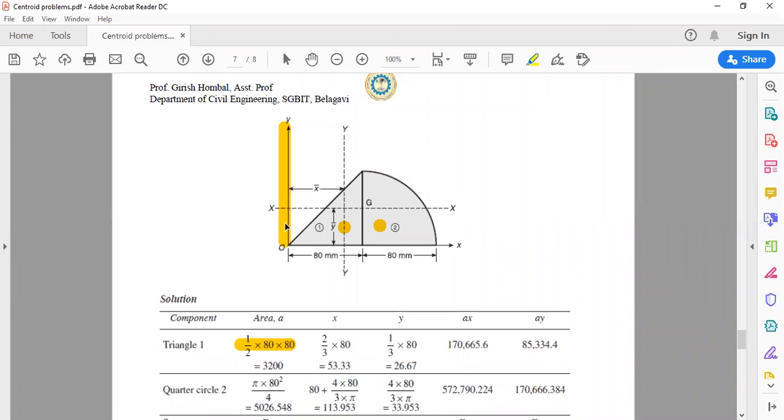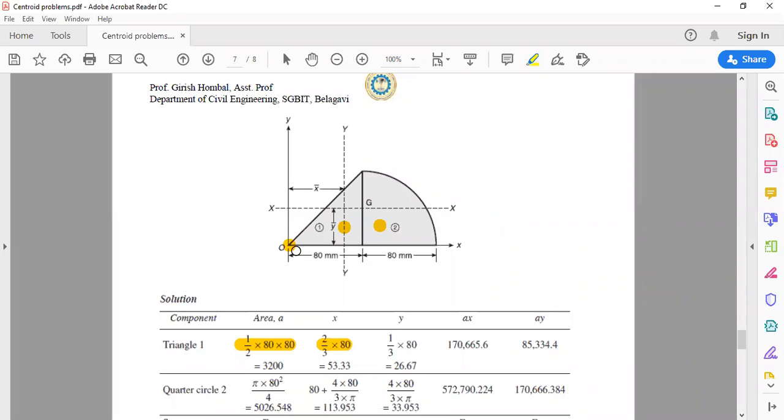So the distance between the y-axis and centroid is 2/3 of 80, because you're measuring it from the apex of the triangle. So this is the apex. So from apex, CG of triangle is 2/3 of total length, that is 80. So it is 2/3 of 80.